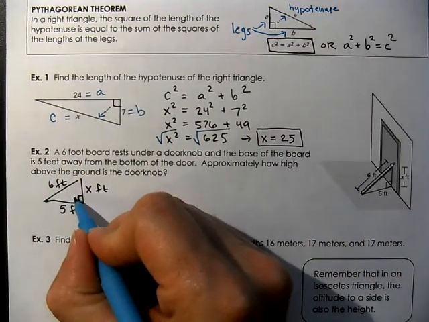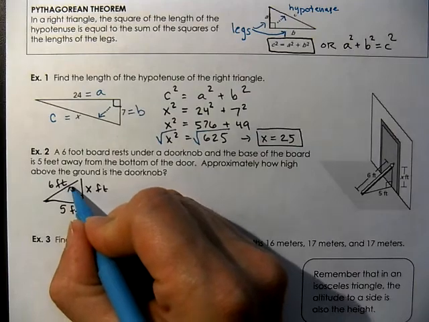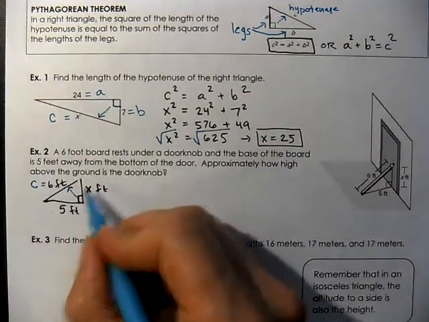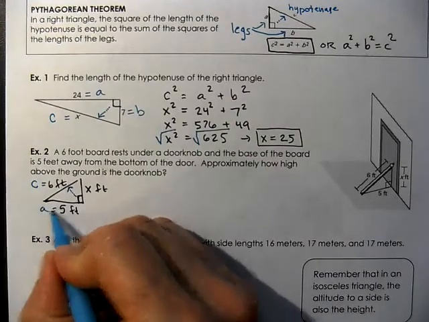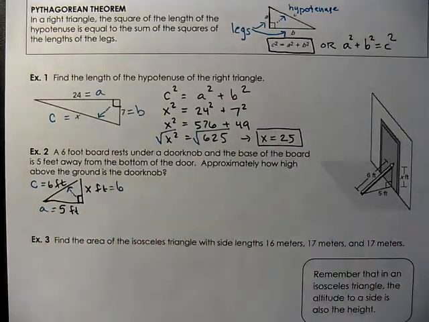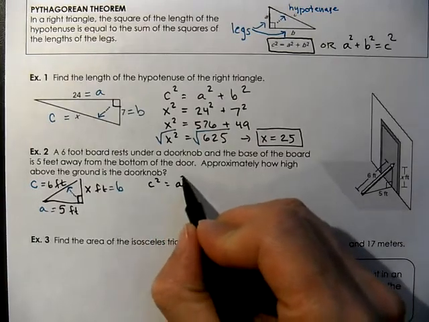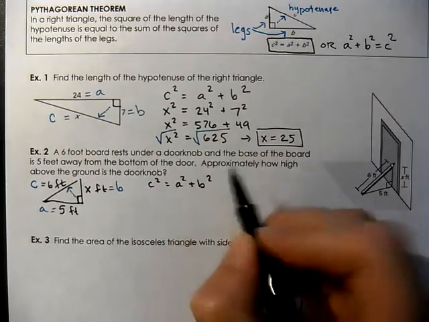Opposite the right angle is the longest side. That's the hypotenuse. That will be our C. The 2 legs, it doesn't matter which is A or which is B. I'm just labeling them, and then we'll get this set up. C squared equals A squared plus B squared.